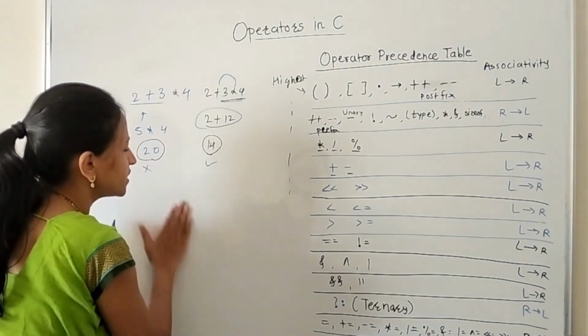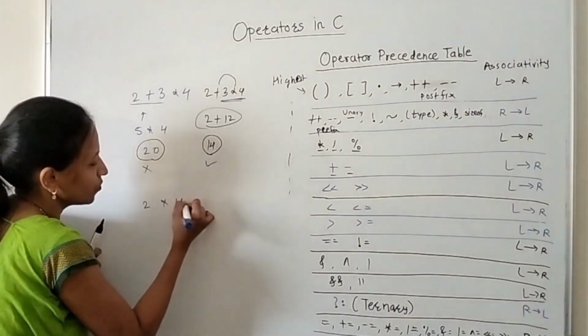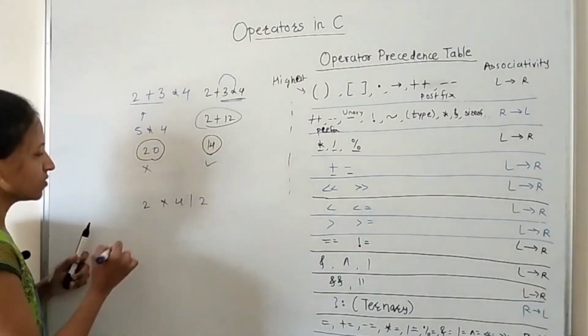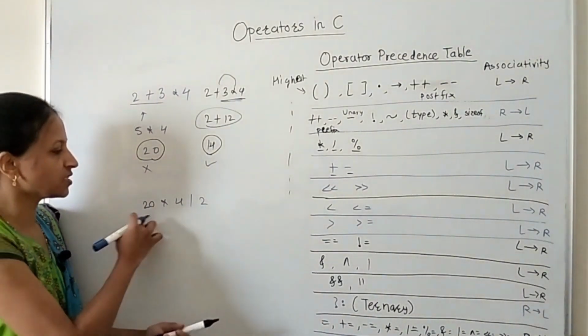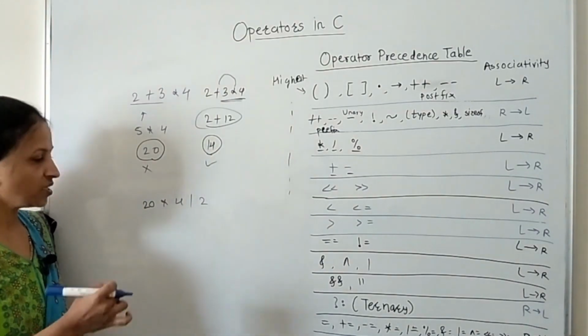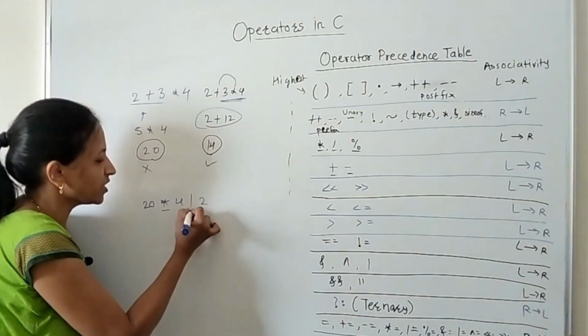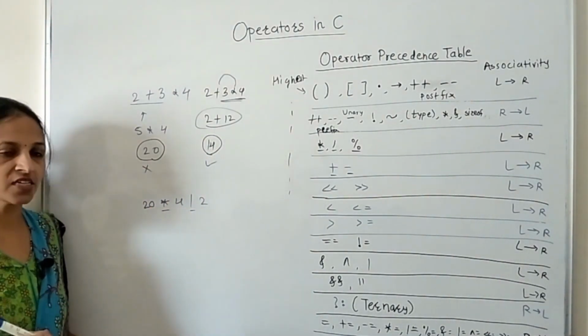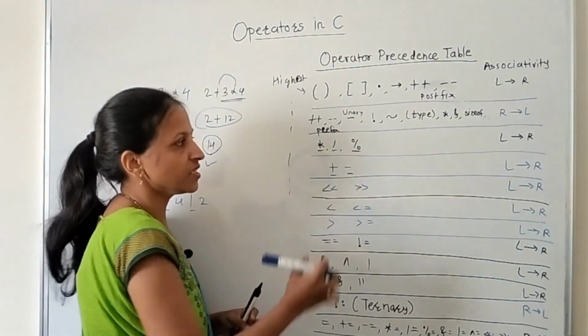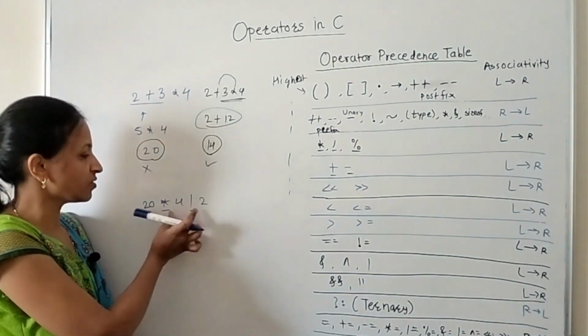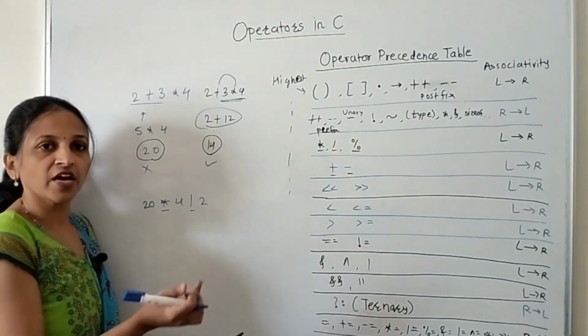Suppose the expression is like this: 20 into 4 divided by 2. Now see, we have multiplication and division, two operators here. Both have the same precedence. Now which operator will be evaluated first?